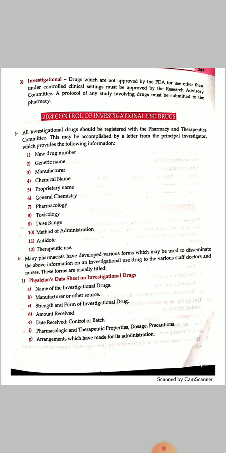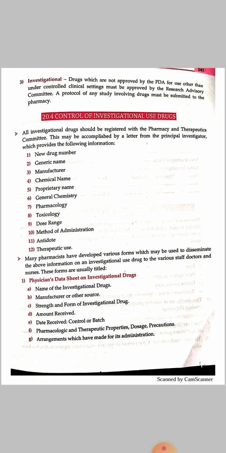So all the drugs should be registered with the PTC, that is, the Pharmacy and Therapeutic Committee. This may be accomplished by a letter from the principal investigator which provides the following information. So what are the new drug name, generic name, manufacturer, chemical name, proprietary name, general chemistry behind that, what is the pharmacology, toxicology, dose range, method of administration, antidote, and the therapeutic use.